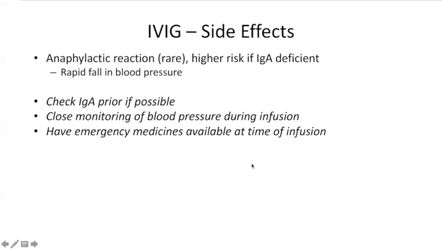And regardless, every time someone gets IVIG, there are standard protocols for monitoring blood pressure during the infusion while it's being given. And also commonly, because anaphylactic or allergic reactions with IVIG are unpredictable, they may happen even if someone is not IgA deficient. They're still rare, but they're unpredictable. So oftentimes emergency medicines are ordered to be available at the time of infusion, like epinephrine or any type of medications used for anaphylactic reactions, so they can be used very quickly if needed.